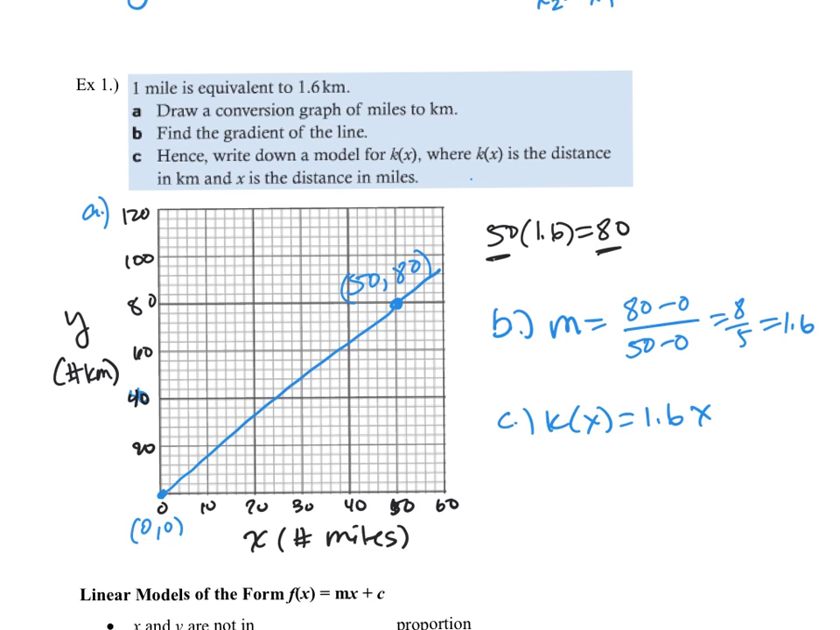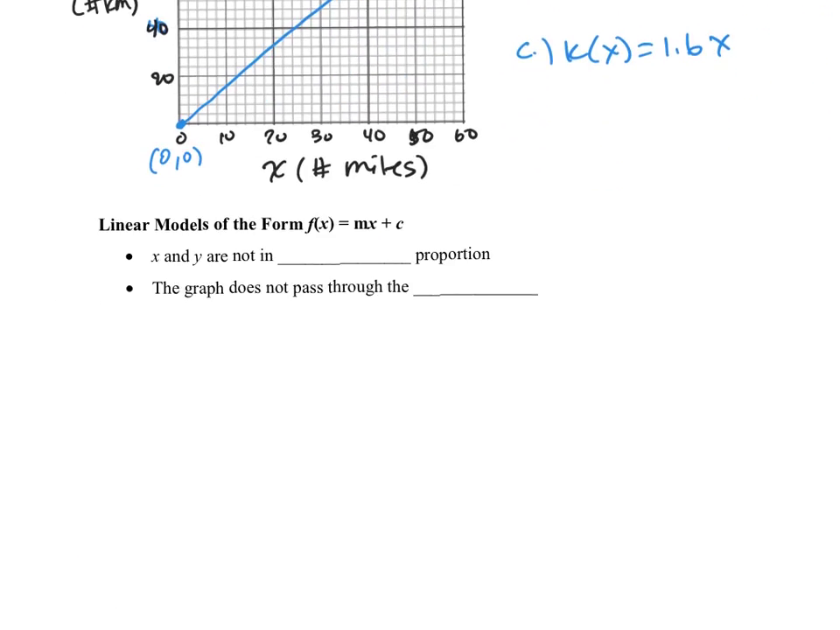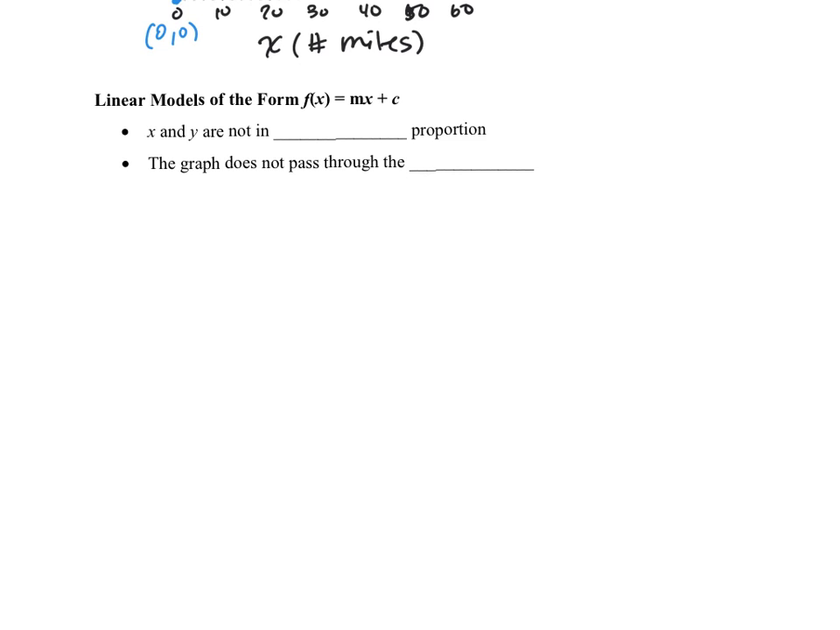The next thing we're going to take a look at are linear models of the form, in IB we say, f of x equals mx plus c. You're used to seeing that as mx plus b, but it means the same thing. That constant is your y-intercept, and of course m is your slope. So when we have an equation like this, or a linear model like this, x and y are not in direct proportion, and the graph does not go through the origin.